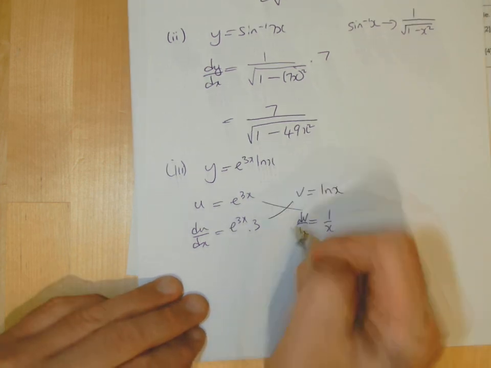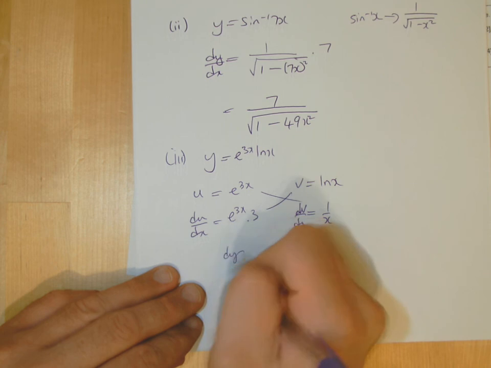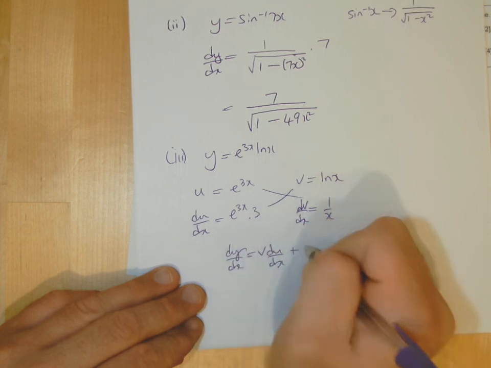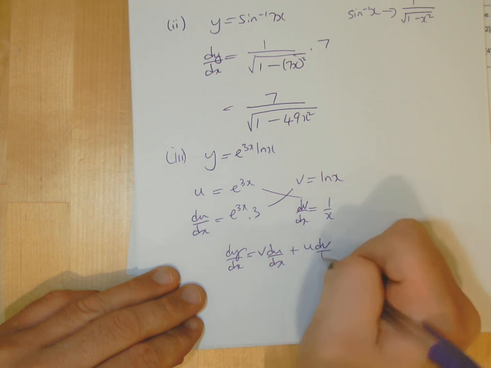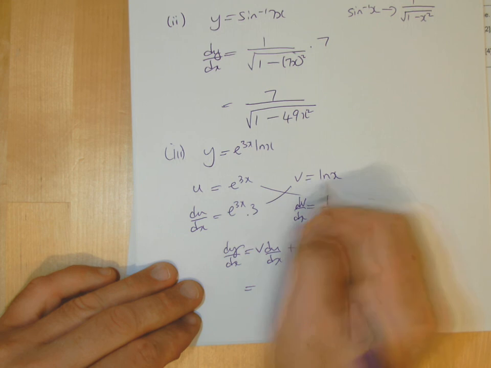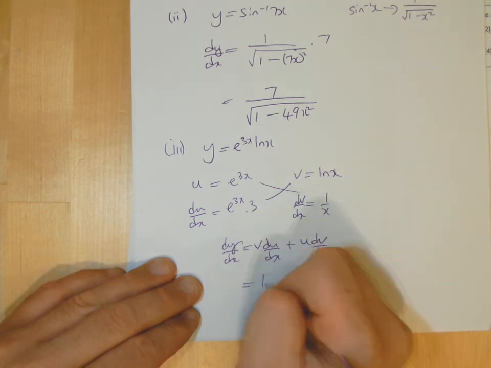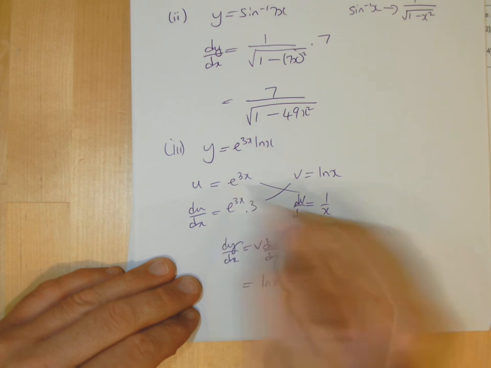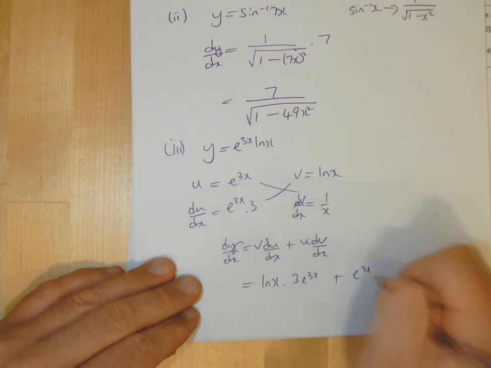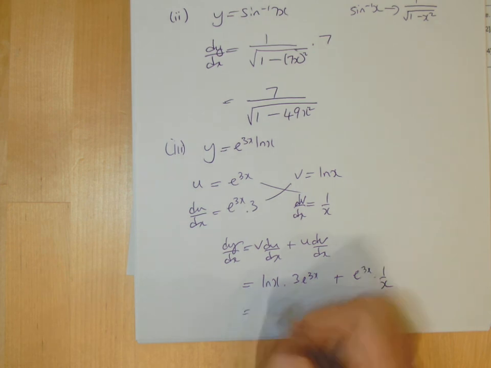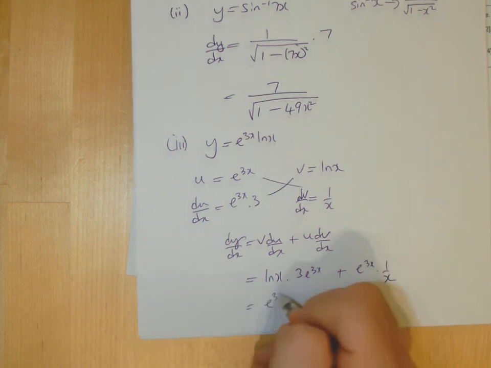So then product rule is dy dx is v du dx, just like the quotient rule, but there's an add there, so it's a bit easier. We're not dividing by v squared, don't need to do that. Ln x then times this, okay? Plus then this times this. Alright, and then just to finish off, we need to simplify it so it factorizes out the e to the 3x.